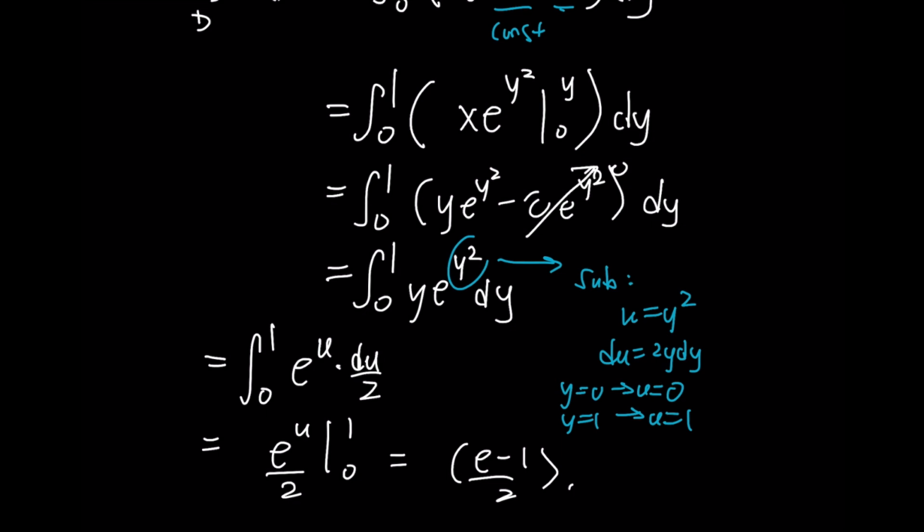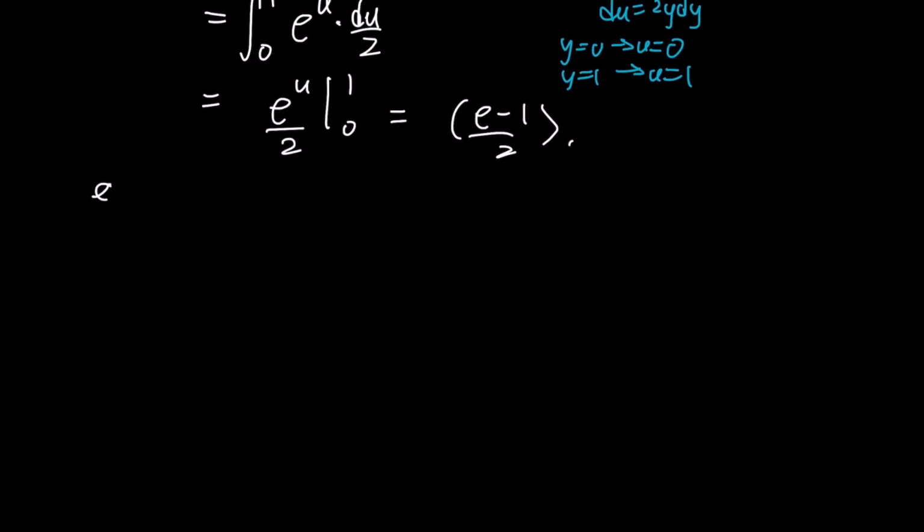If we had been given the region in the other way as a type 1, we would not have been able to integrate this because the antiderivative function doesn't exist for e to the y squared.